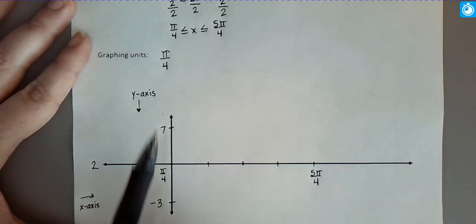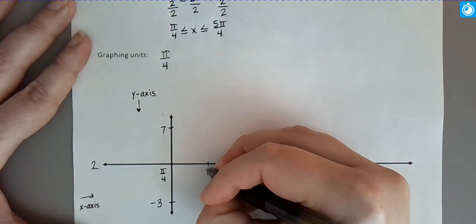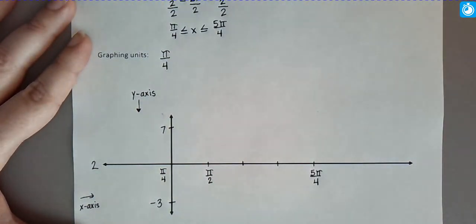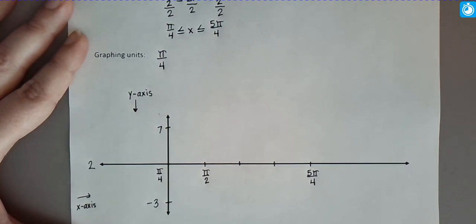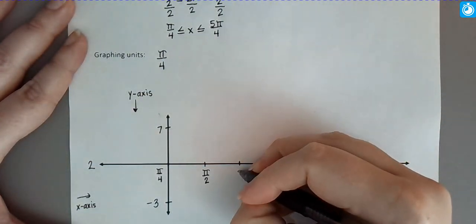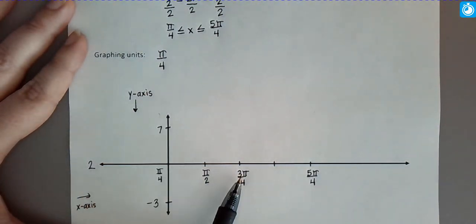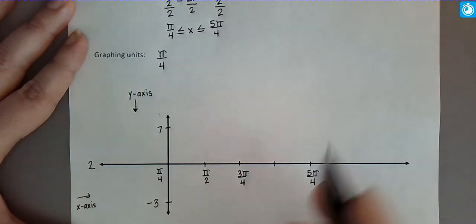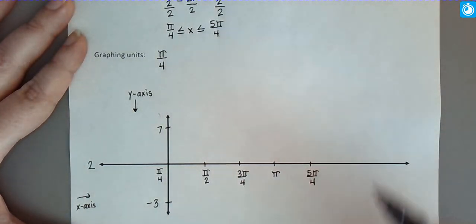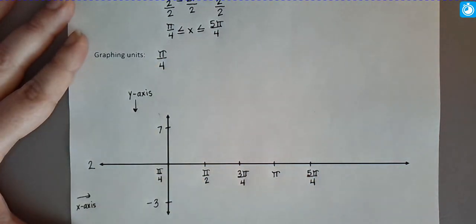So pi over 4 plus pi over 4 gives us 2 pi over 4, which reduces to pi over 2. I'm going to label it as pi over 2, but I want to keep in mind that that's really 2 pi over 4. So 1 pi over 4, 2 pi over 4, add on another pi over 4, and we get 3 pi over 4, which doesn't reduce. 3 pi over 4 plus pi over 4 gives us 4 pi over 4, which reduces to pi. And then 4 pi over 4 plus pi over 4 gives us 5 pi over 4, and we end exactly where we're supposed to.